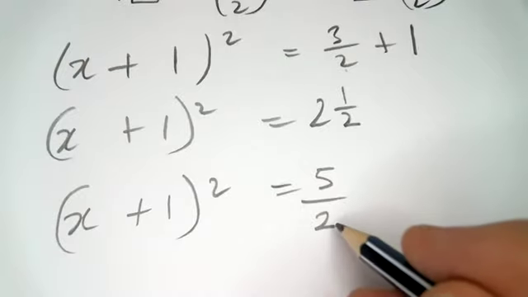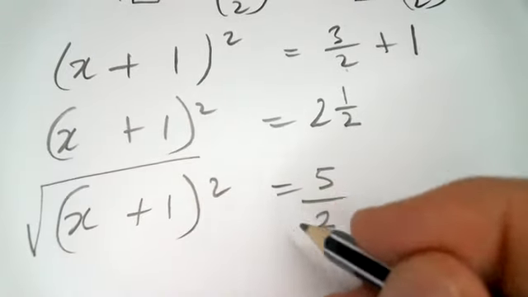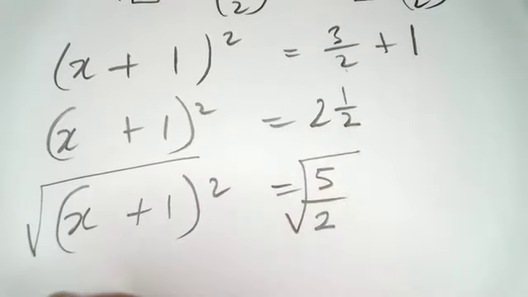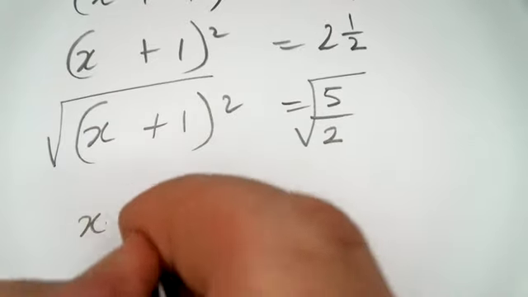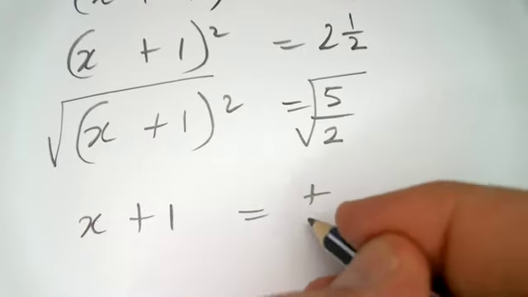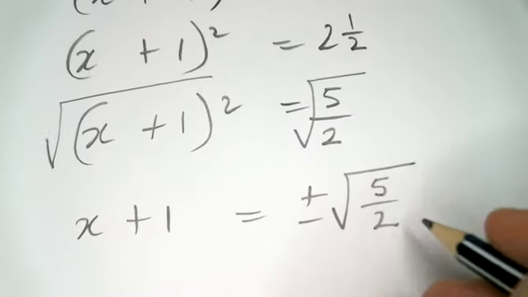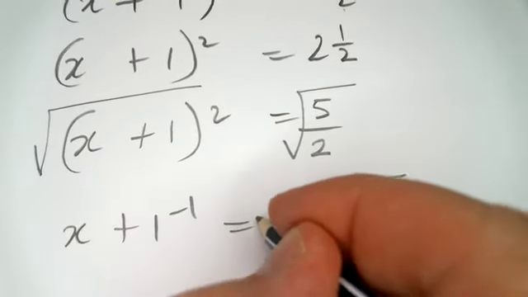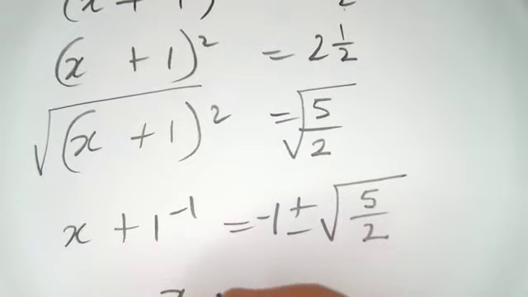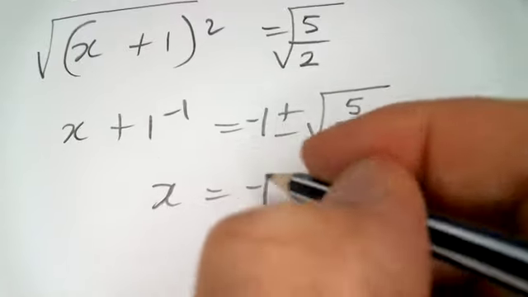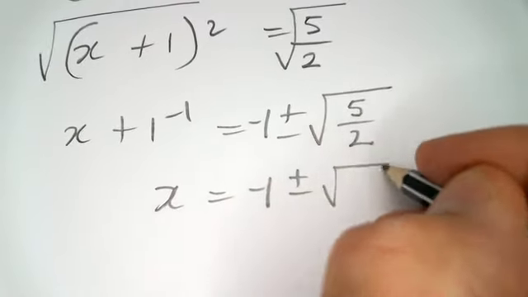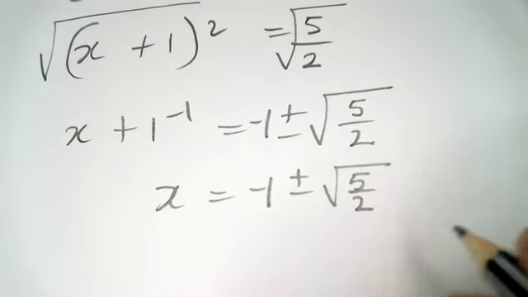So I'm going to take the square root of this side, square root of this side. So now I'm going to have x plus 1 is equal to plus or minus root 5 on 2. So now I'm going to subtract 1 from both sides. There it is. So x is equal to negative 1 plus or minus root 5 on 2.